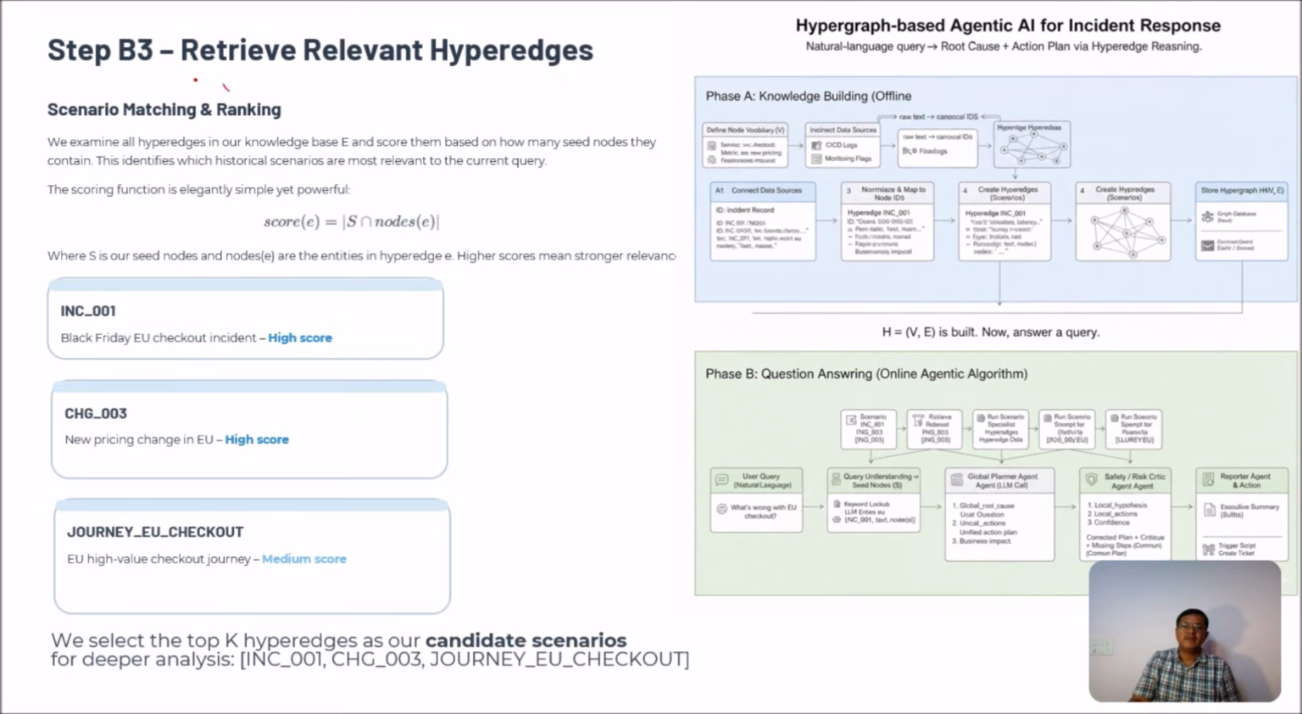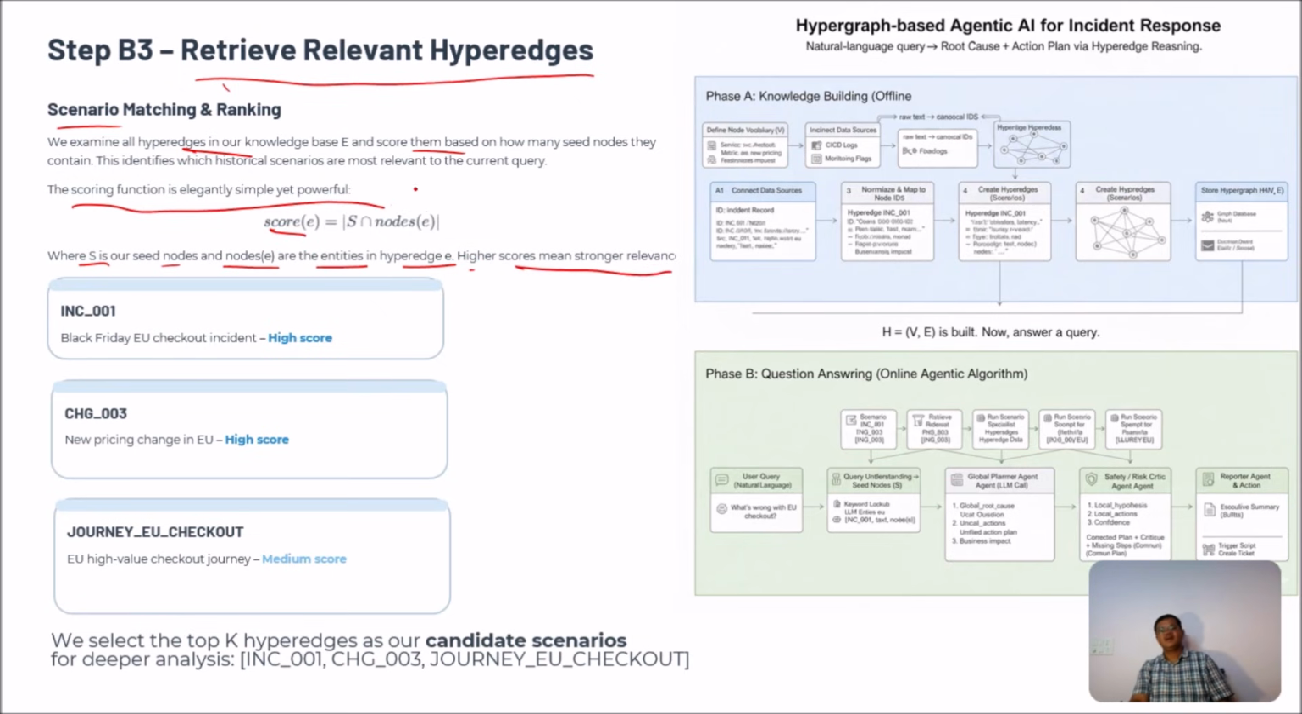Second is to retrieve the relevant hyperedges, scenario matching and ranking. Once we examine all those hyperedges, we calculate the similarity score like this, as the intersection of nodes, where one set is our seed nodes and the other is the entities in the hypergraph. Higher scores mean higher relevance. This is one of the simplest ways to identify the agents, but not the only way. I just tried to keep the system simple and easily reproducible.